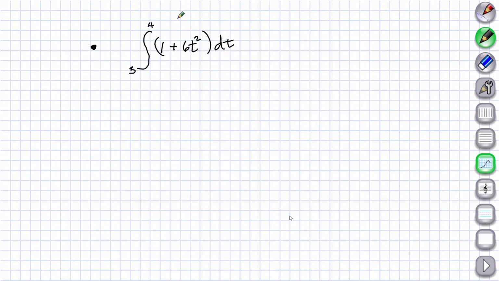From the 4th to the 5th, it's going 0. It's already crashed into the earth. So we want to know how far this goes between this amount of time. So it's really not too hard of a problem. This will give us t, we'll just call it t, plus, and the 6 stays, t to the third over 3.